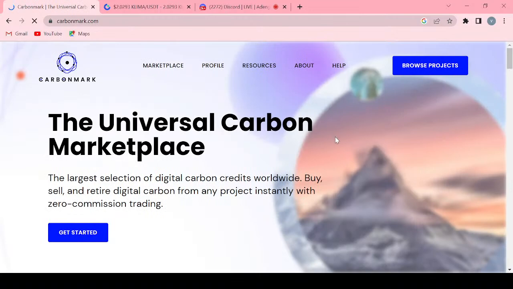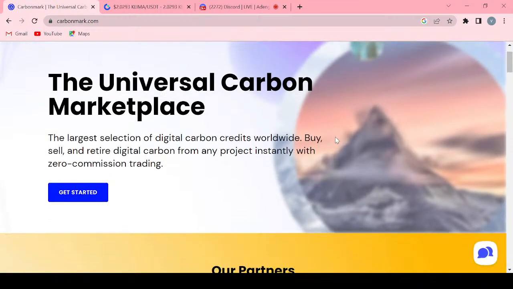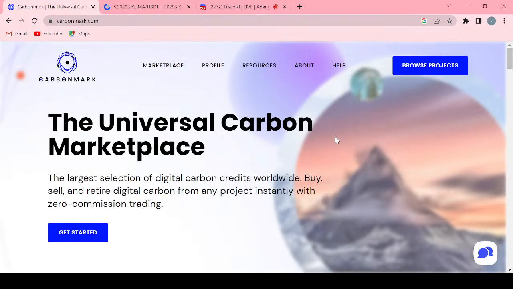So yes, what is the Carbon Mark here? The Carbon Mark is the universal carbon marketplace, which is the largest selection of digital carbon credits worldwide. You can buy, sell and retire digital carbon from any project instantly, with zero commission trading from here. Okay, so yes, we can get started with this.